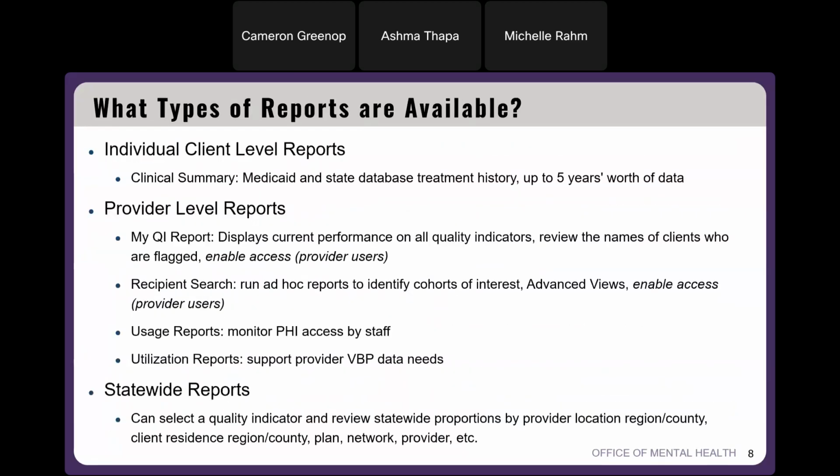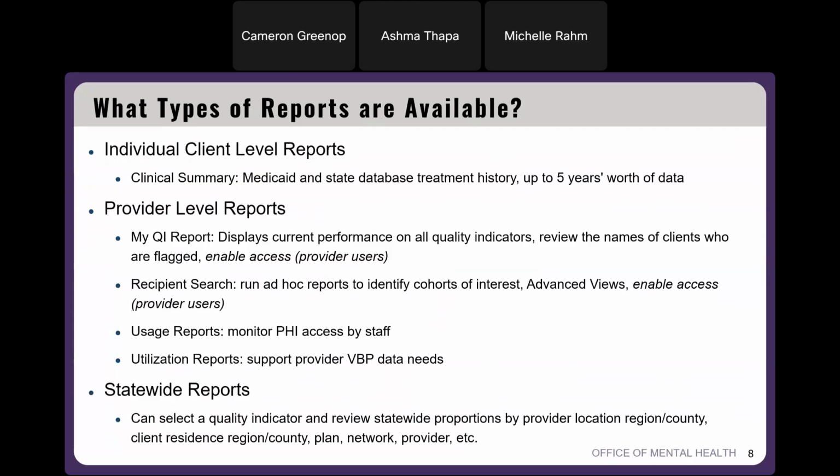So in the PSYCKES introductory slides, I mentioned a wide variety of data that feeds into the PSYCKES application. So all of this data is available in the application in different types of reports. Firstly, we have the individual client level reports, and this is the clinical summary, which we will cover in great detail shortly. This is the Medicaid and state administrative databases treatment history and provides up to 5 years worth of data and beyond for some data elements.